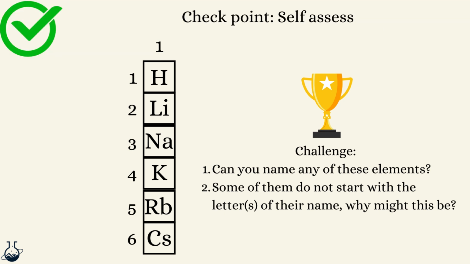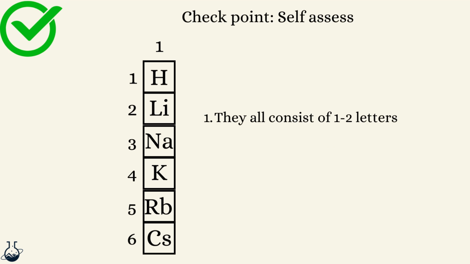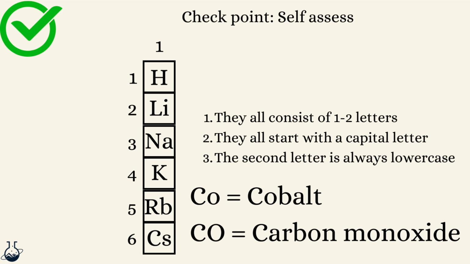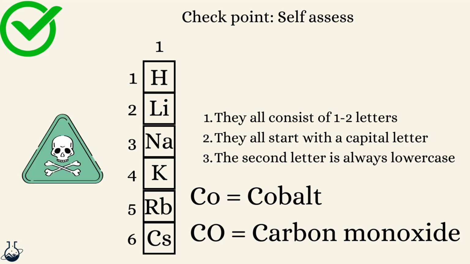Time to check. Firstly, symbols on the periodic table all consist of 1 to 2 letters, never any more than 2. They always start with a capital letter. And where there are 2 letters, the capital is always followed by a lowercase. This is because they could get confused for other things in chemistry, like for molecular formulae. Carbon monoxide is a toxic gas, and you don't want to get confused here.